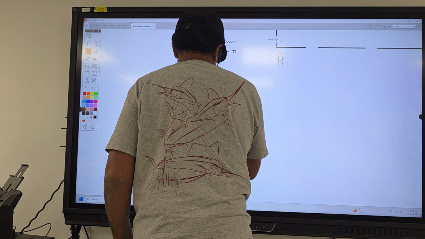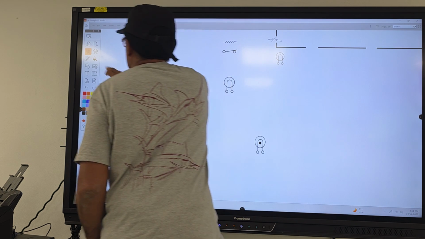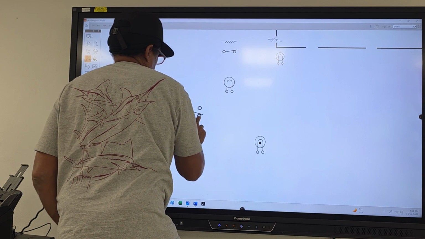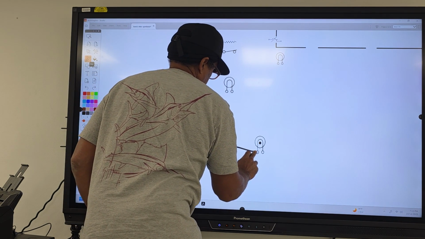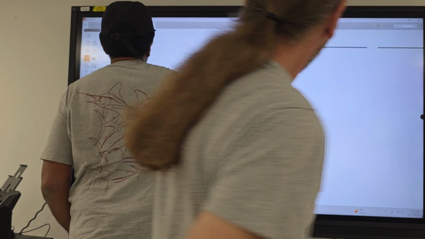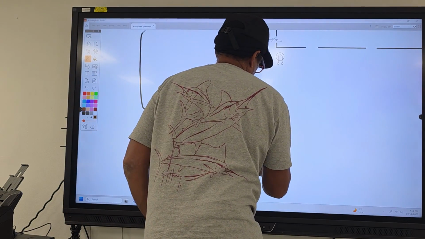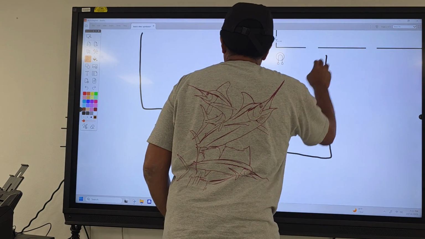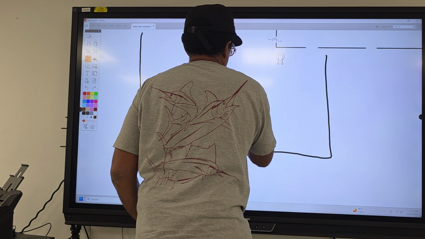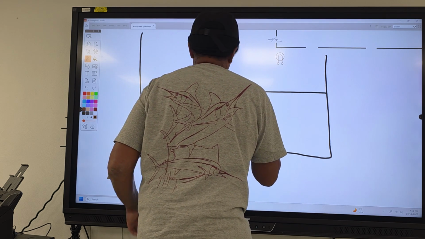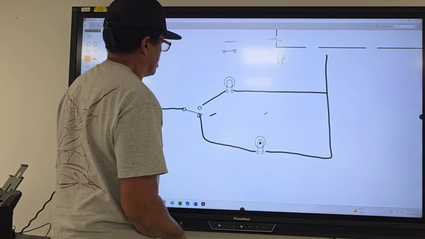With that switch, it doesn't matter if it's up or down for on. One goes on and one is off. One goes up when it goes up, okay. Good. Now, that will work just fine.